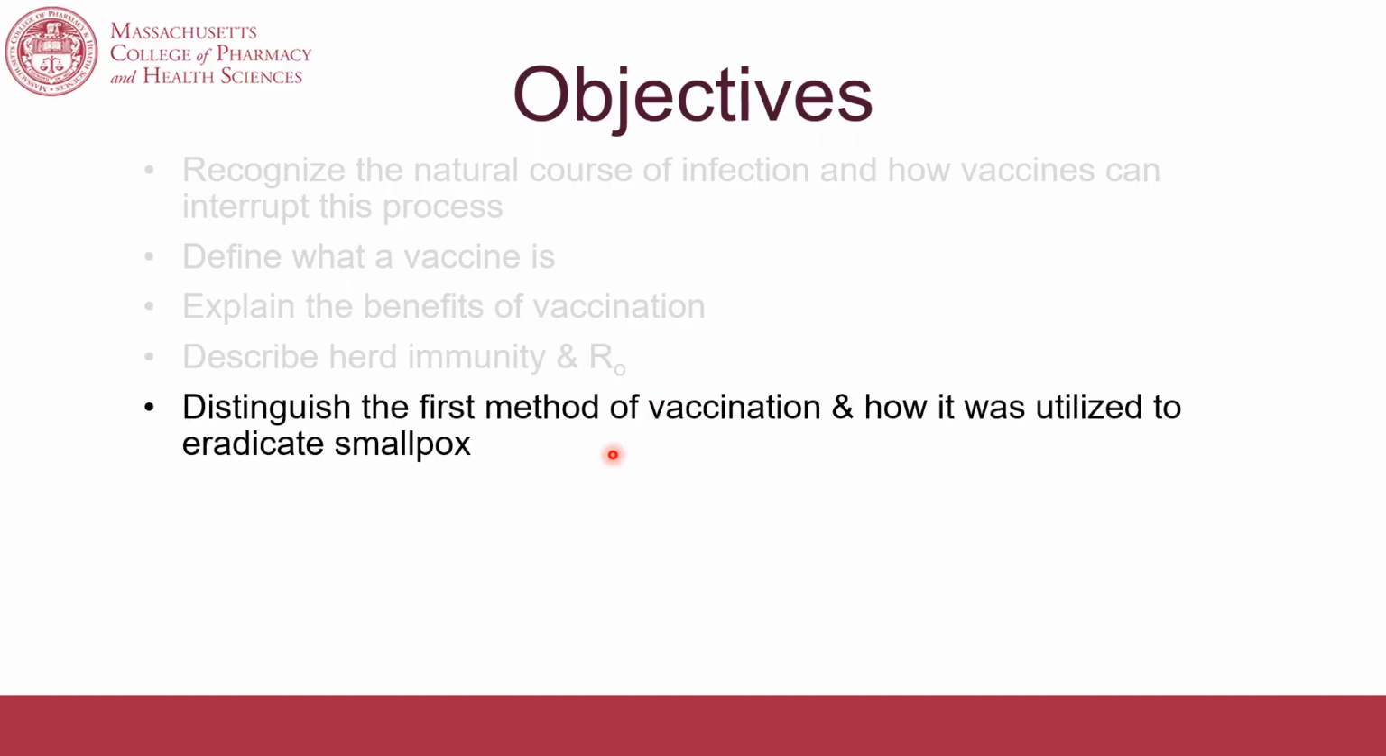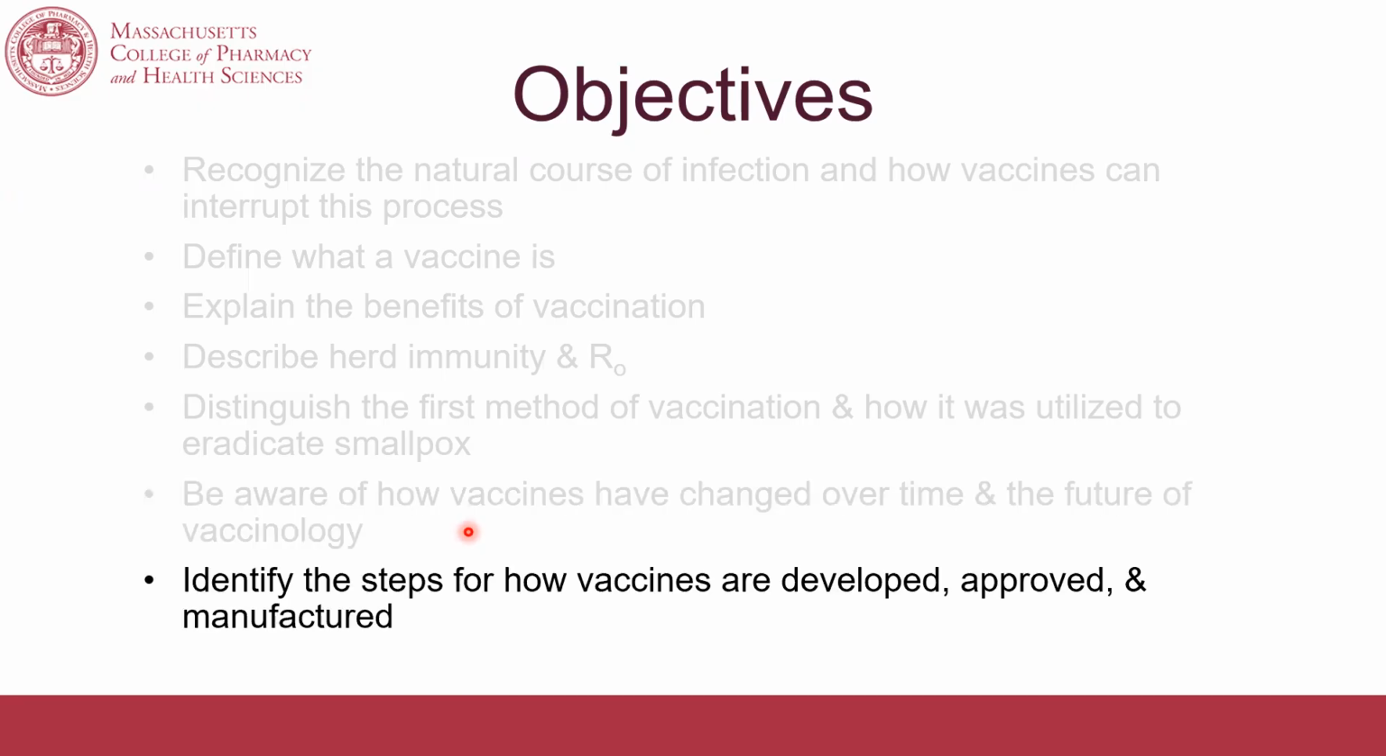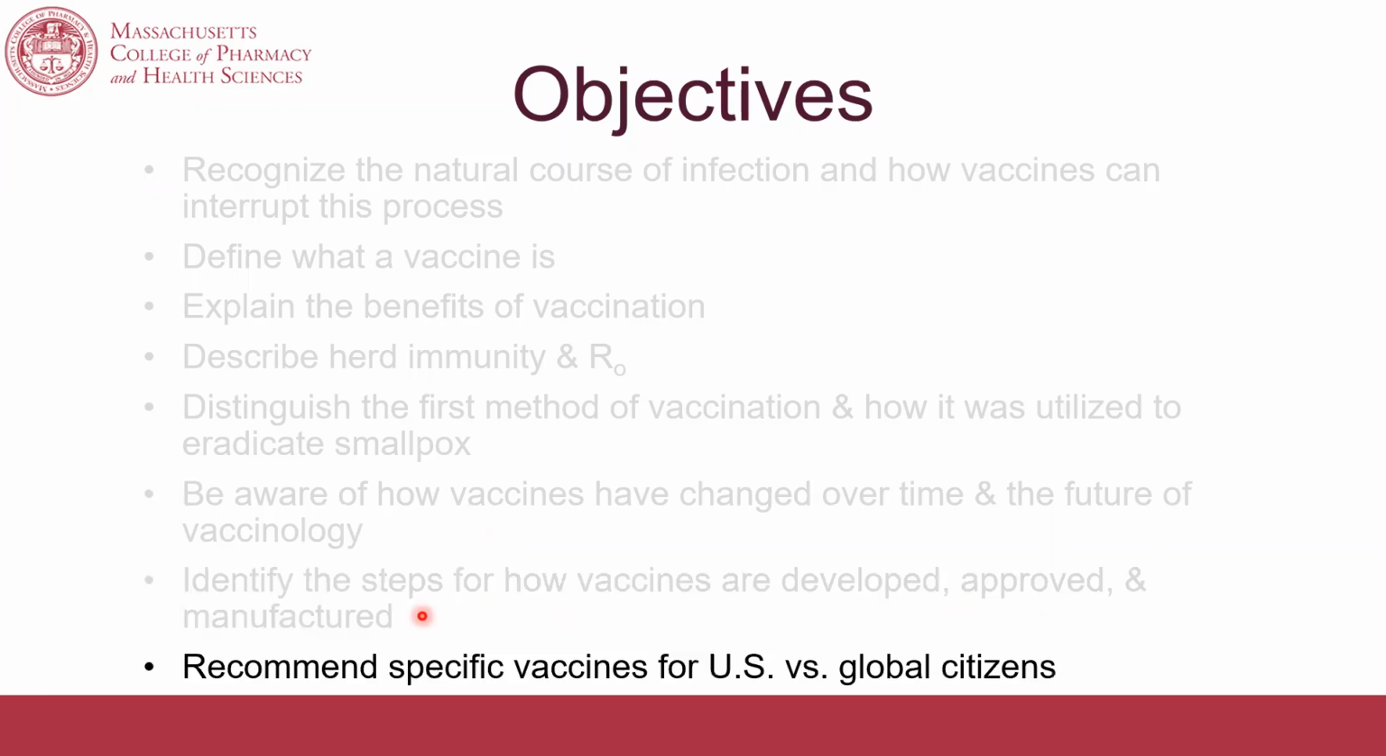distinguish the first method of vaccination and how it's utilized to eradicate smallpox, and generally be aware of how vaccines have changed over time and the future of vaccinology in the field itself. Also, you should be able to identify the steps for how vaccines are developed, approved, and manufactured. And lastly, be able to recommend specific vaccines for US and global citizens.